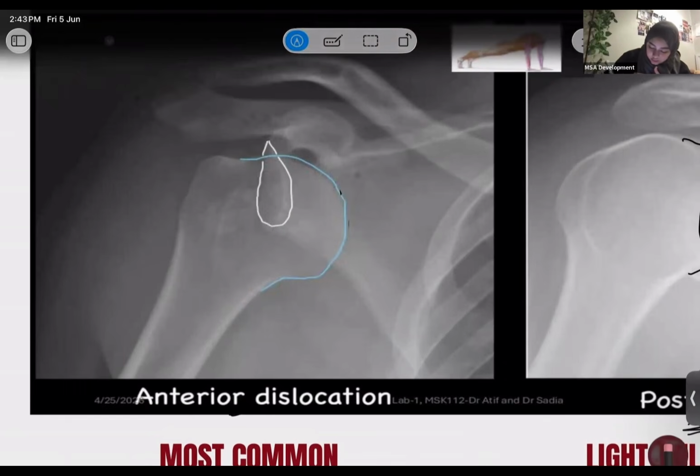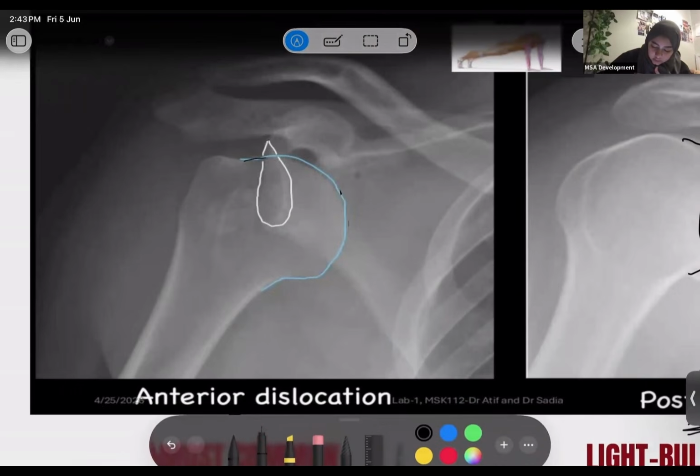Where's my pen? Okay, over here. So basically, it just goes in front of it. And the glenoid fossa is behind it. Obviously, you'll just be looking at the humerus the whole time.